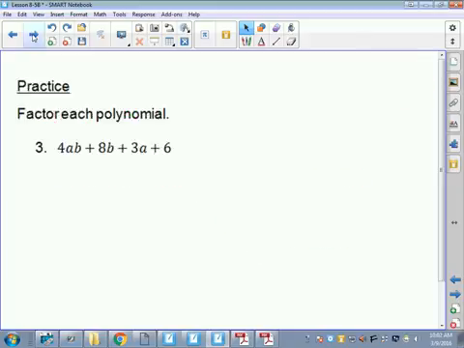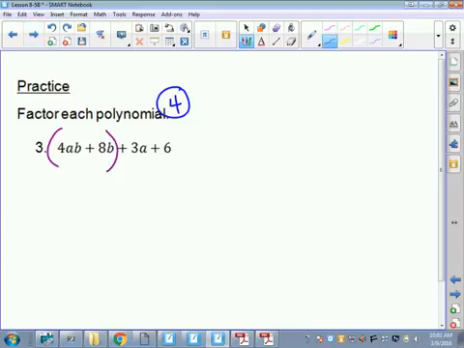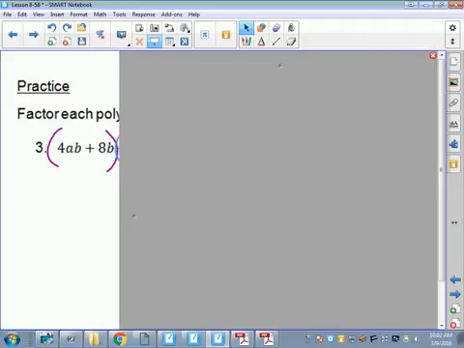So factor each polynomial. Notice, first of all, how many terms are there? Everybody agree there's 4 terms, right? 4ab, an 8b, a positive 3a, and a positive 6. So 4 terms, which means we're going to group them 2 and 2. So when I say group them, I'm talking about actually putting parentheses and making 2 problems. Ignore the first problem. I'm sorry, ignore the second problem. Focus on the first problem.